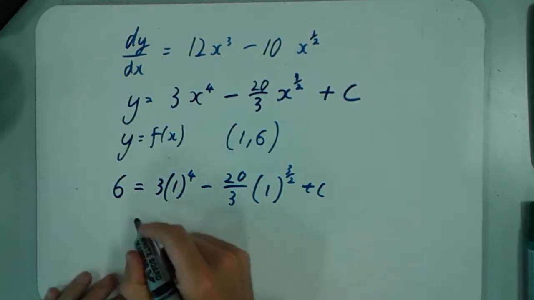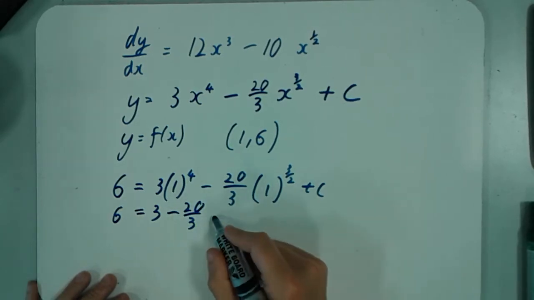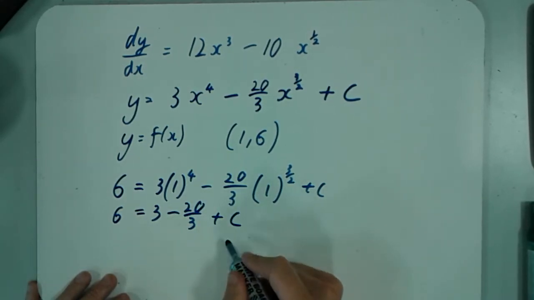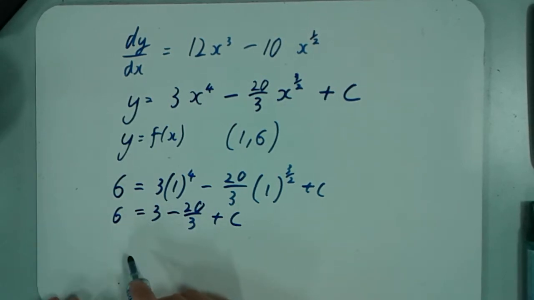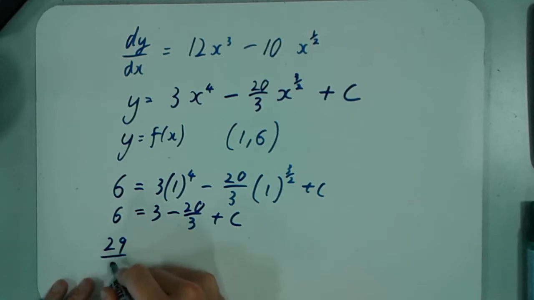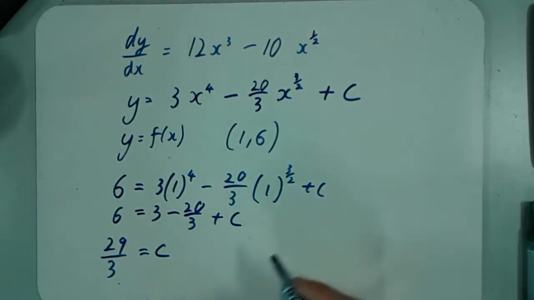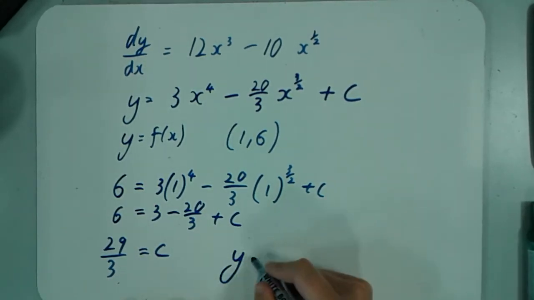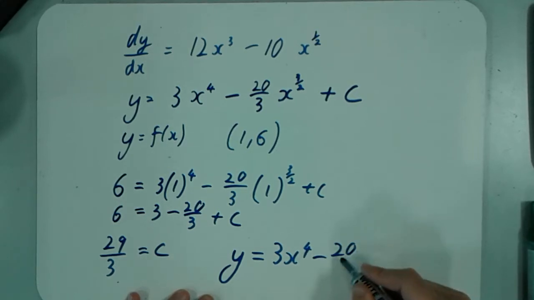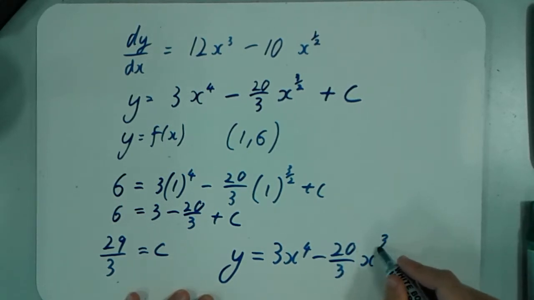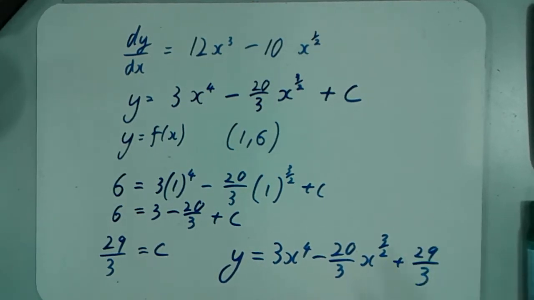1 to the power of anything is just 1. So we've got 6 is equal to 3 minus 20 over 3 plus c. So we're going to have 3 plus 20 over 3, that's going to be 29 over 3 is equal to c. So we know that our original function was y equals 3x to the 4 minus 20 over 3 x to the 3 over 2 plus 29 over 3.